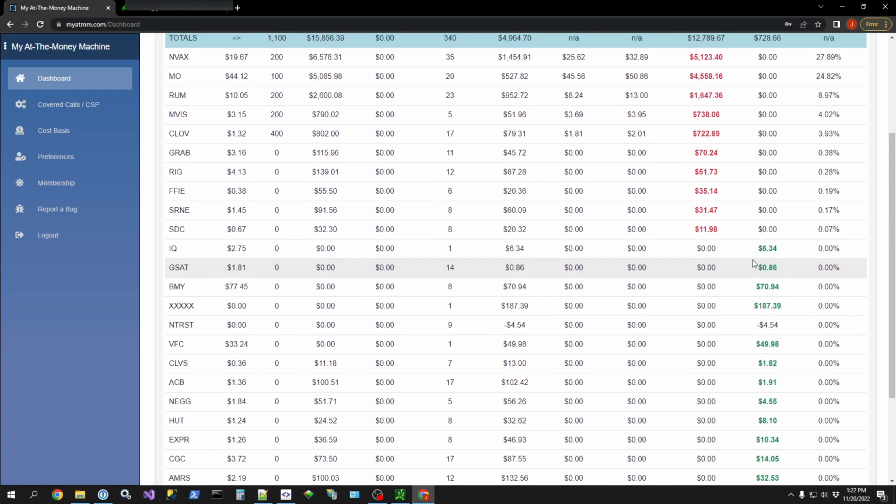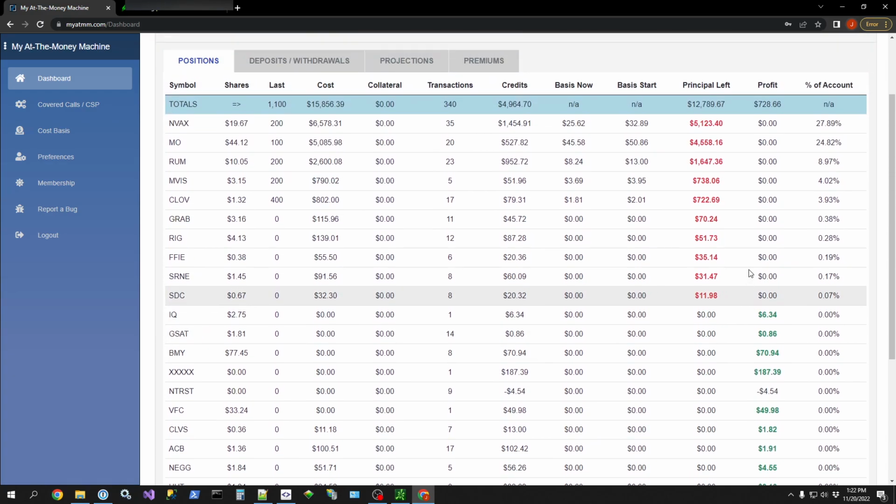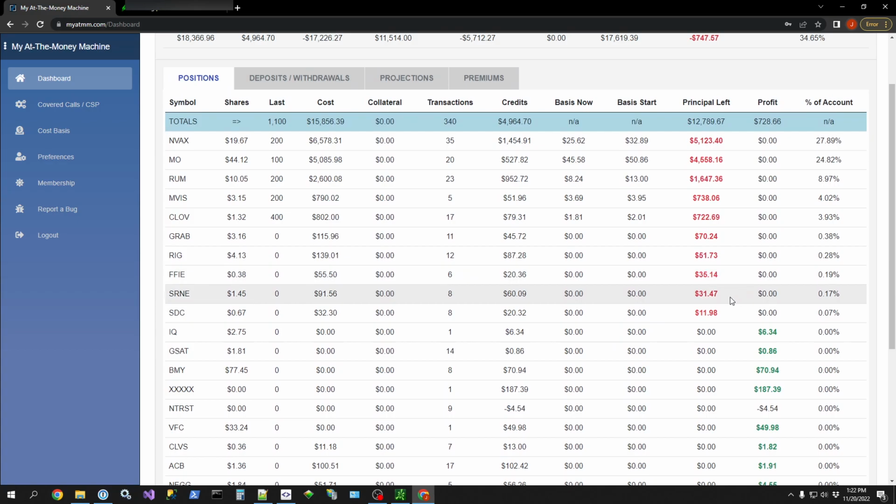All right, so what I like to do is the first one, SDC. Since this is red, I like to see if I can sell some cash secured puts or something to get it up into the green so it won't be red or negative anymore. And it's a smaller dollar amount, so it should be relatively easy to do.